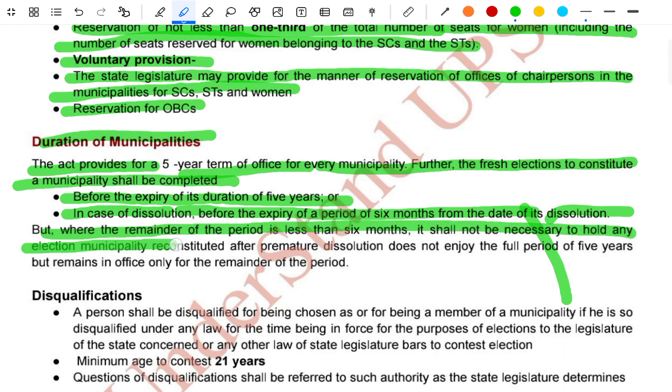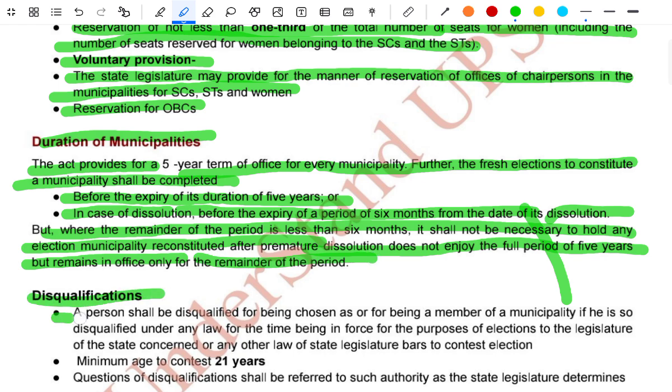Municipalities constitute after the premature dissolution does not enjoy the full period of 5 years, but remains in office only for the remainder of the period.